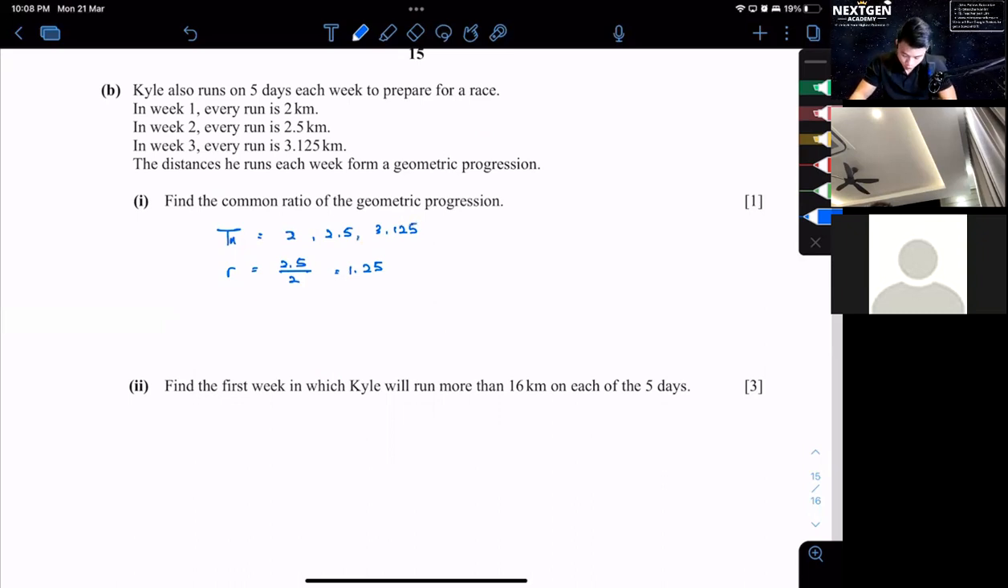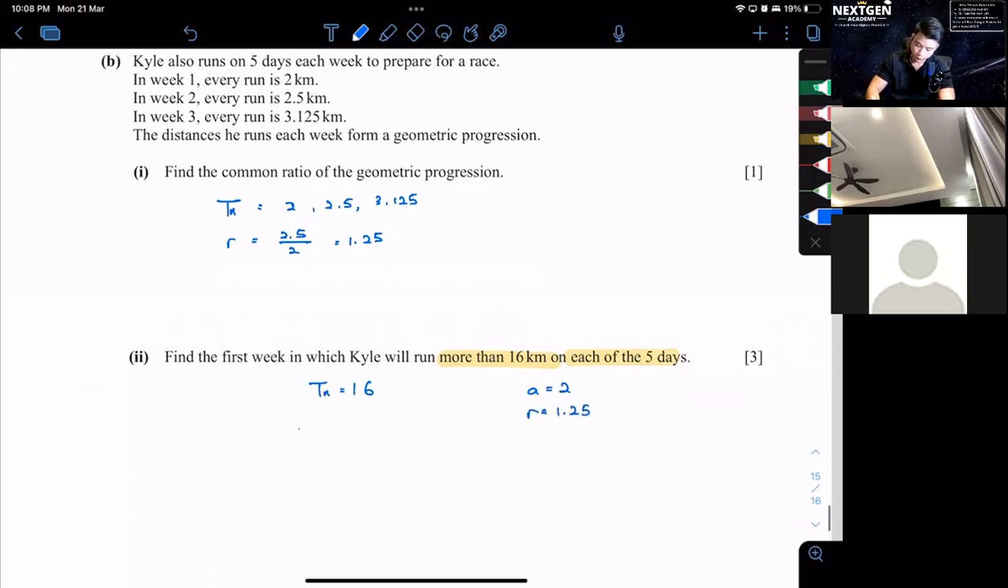Okay, question 2. Find the first week in which Carl will run more than 16 km on each of the 5 days. Okay, so we want to find your term Tn, which is 16, or more than 16 basically, but we can just put it at 16. So the geometric progression formula follows ar to the power of n minus 1. a is 2, r, as we found just now, is 1.25.